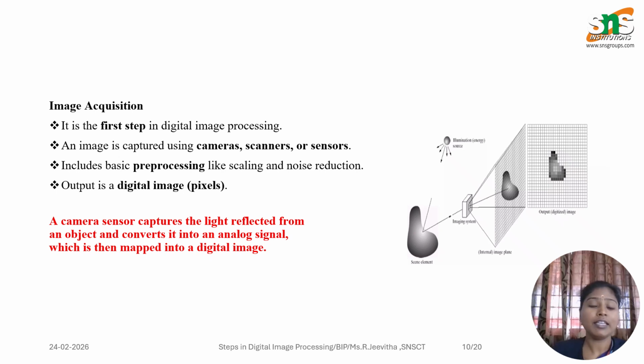This is the image acquisition. This is the first step, image capture using camera, sensors, scanner. The camera captures the light and converts it into an electrical signal. Then signals are converted into digital pixels. Basic pre-processing like noise reduction also happens here. The output is a digital image.